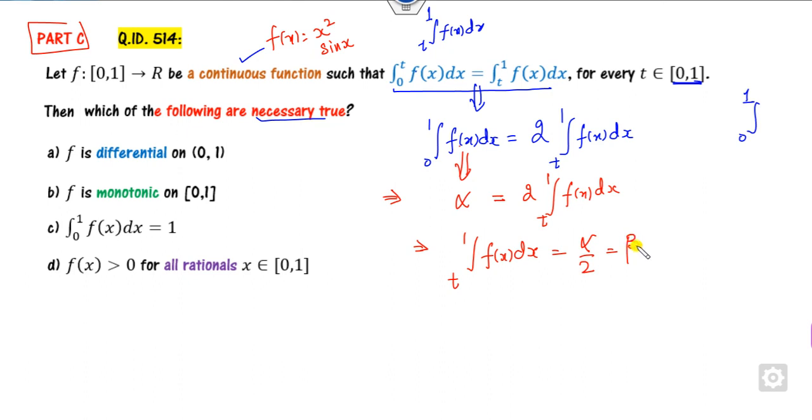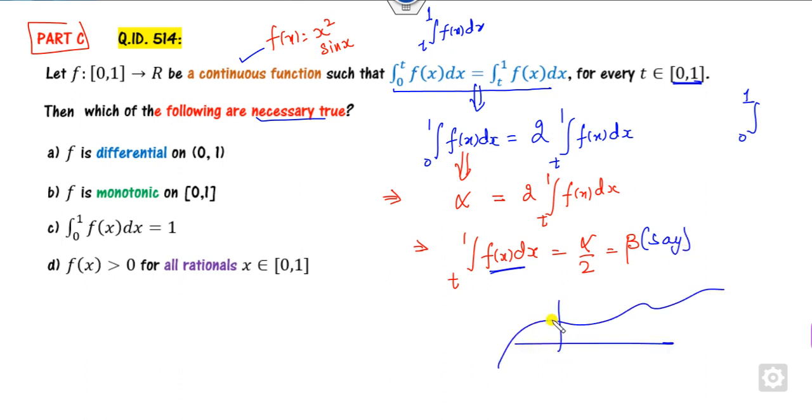That's another constant, say beta. So I consider this as my constant. Beta is my constant. Now if you look at that, what are the options of this? Any of the integration is my constant. So what is the meaning of that?